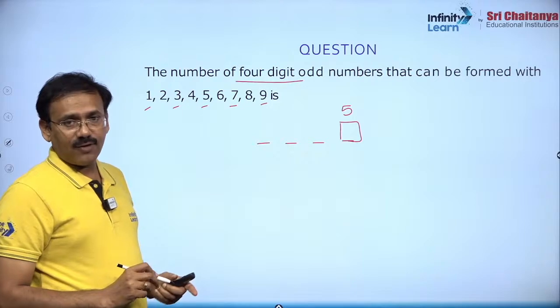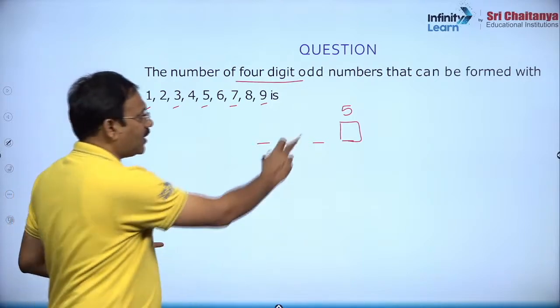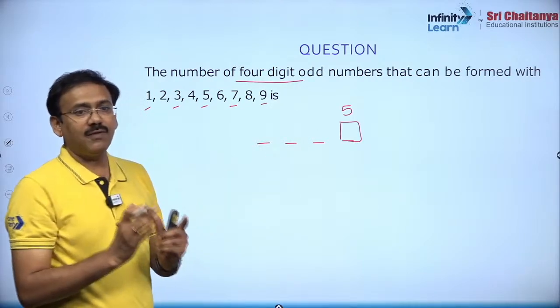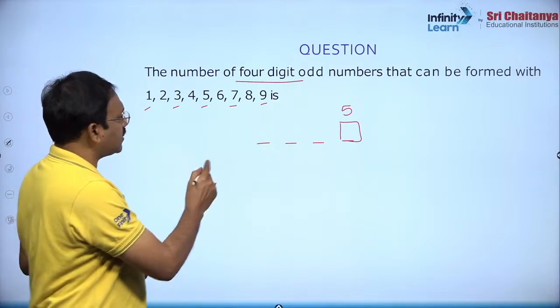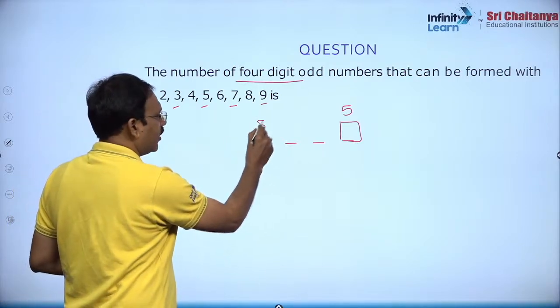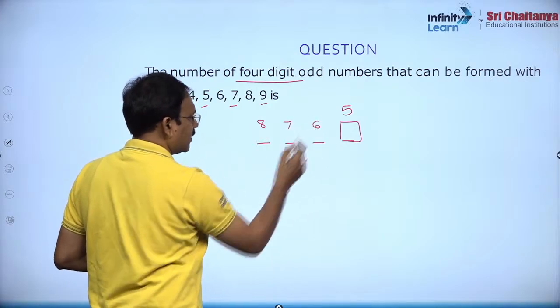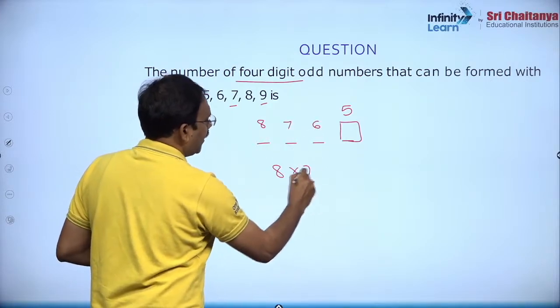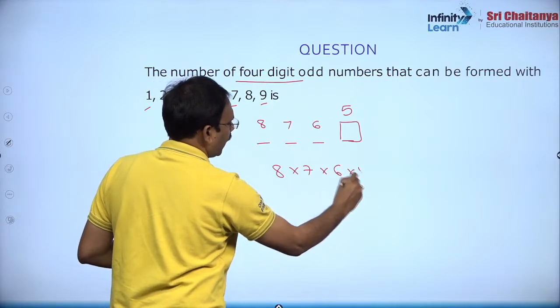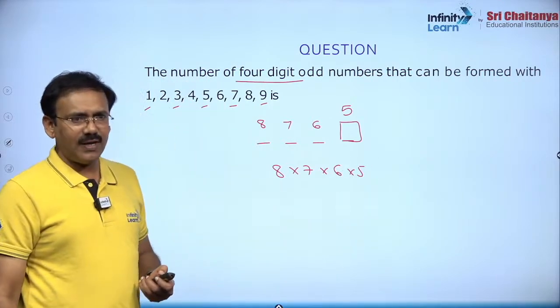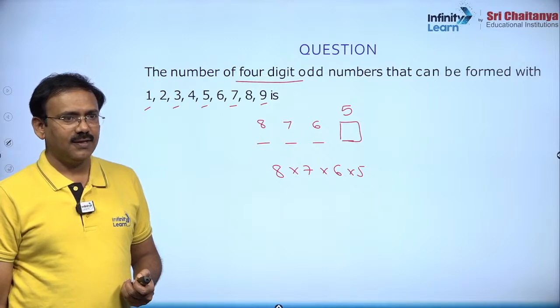After that, my dear friends, 1 digit is filled here, you are left with 8 digits. This place can be filled in 8 ways, here 7 ways, here 6 ways. So the answer is 8 into 7 into 6 into 5, my dear friends. Very simple it is, okay.